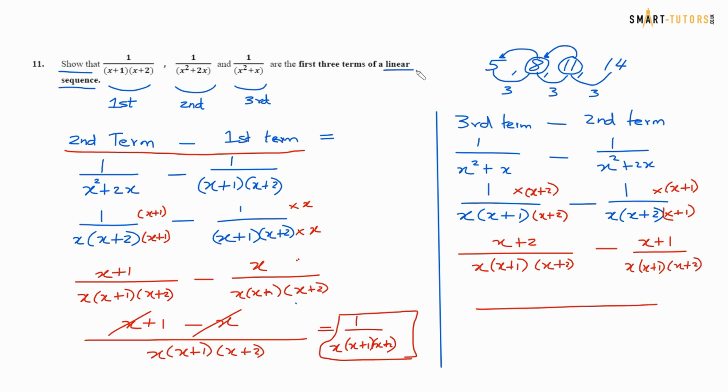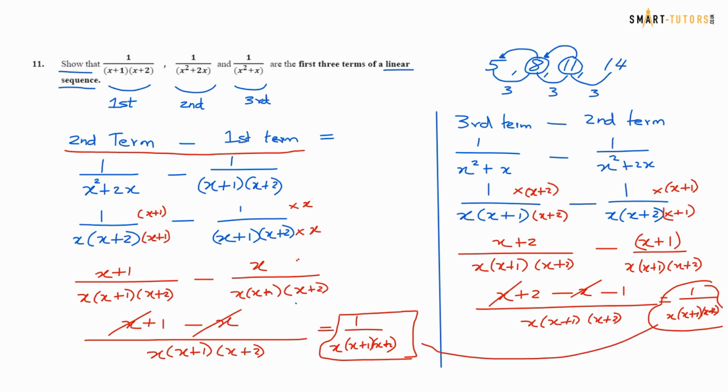The denominators are the same now, and the top here is x plus 2 minus (x plus 1), because you need to put a bracket here. Minus times x is minus x, minus times plus 1 is minus 1. The x and x cancel, 2 take away 1 is 1, over x(x plus 1)(x plus 2). That is the same answer that we got for this one.